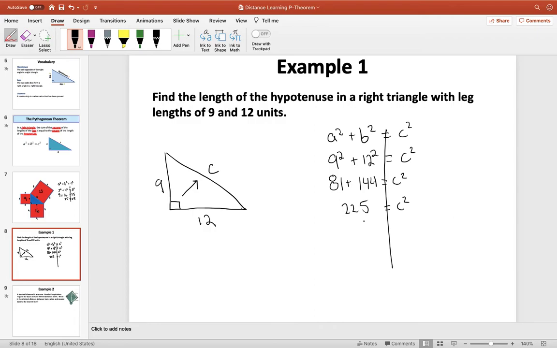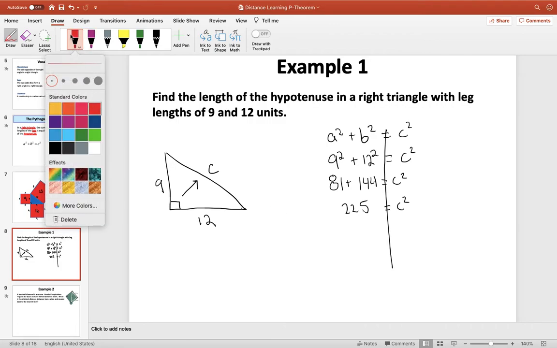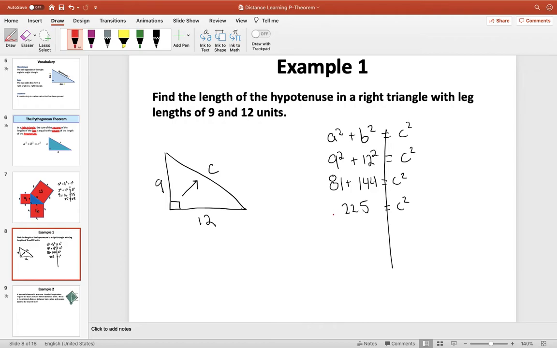Okay, now, right before we left for the quarantine, we were going over how to find the square root of values, or how to get rid of a squared value. We do that by finding the square root. So I'm going to take the square root of both sides. Now, 225 is actually a perfect square. It's 15. So the square root of 225 is 15. So 15 equals c. We usually flip that around to be c equals 15. If you don't know that the square root of 225 is 15, if you don't have that memorized, that's perfectly fine.